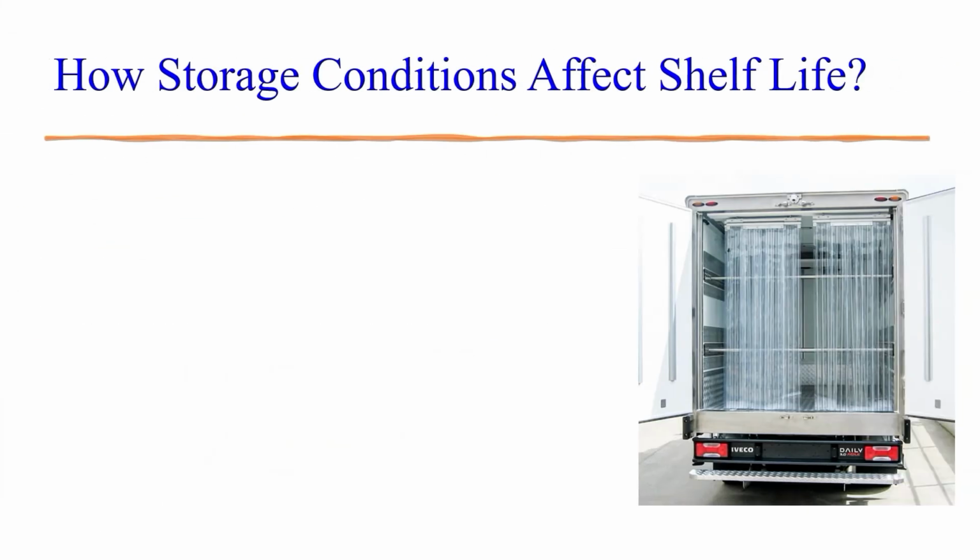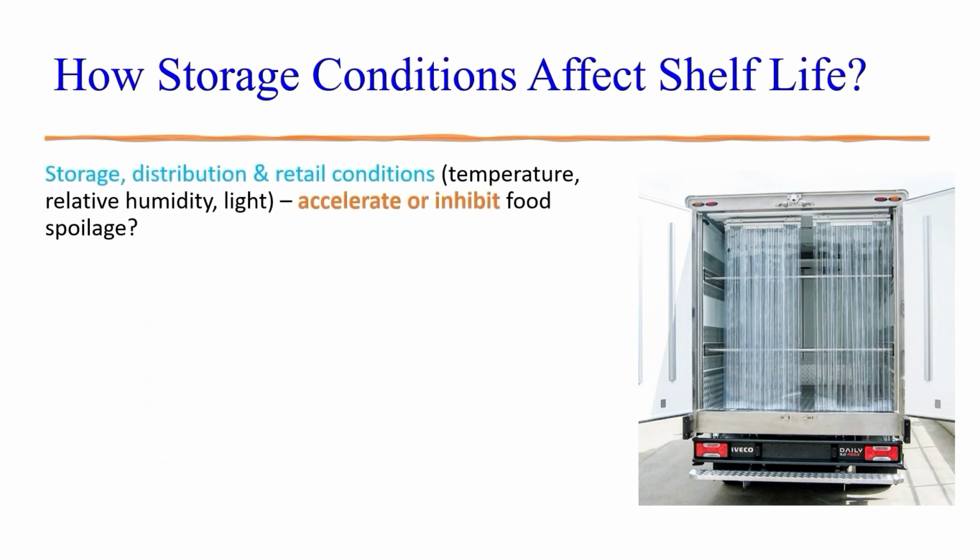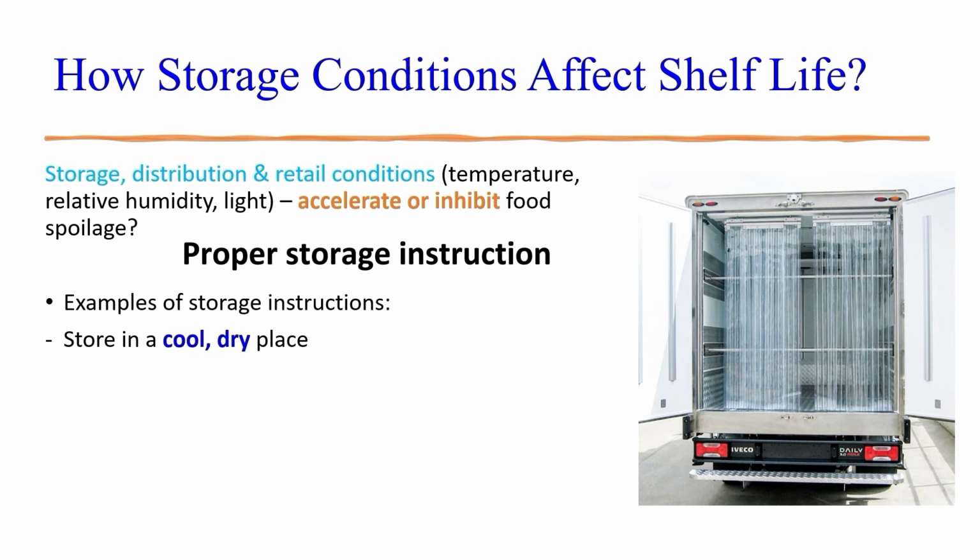The last factor is the storage conditions. So how do the storage conditions affect the shelf life of the food product? Obviously, the storage, distribution and retail conditions may accelerate or inhibit food spoilage. The factors that we need to consider are the temperature, relative humidity, and light. So what should we do? We need to give proper storage instructions.